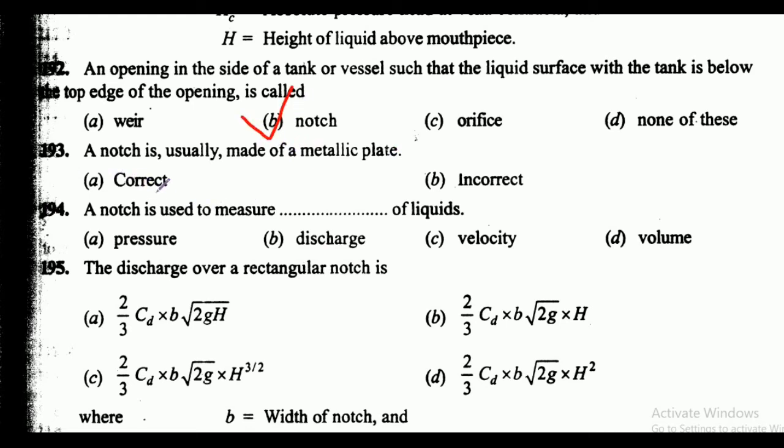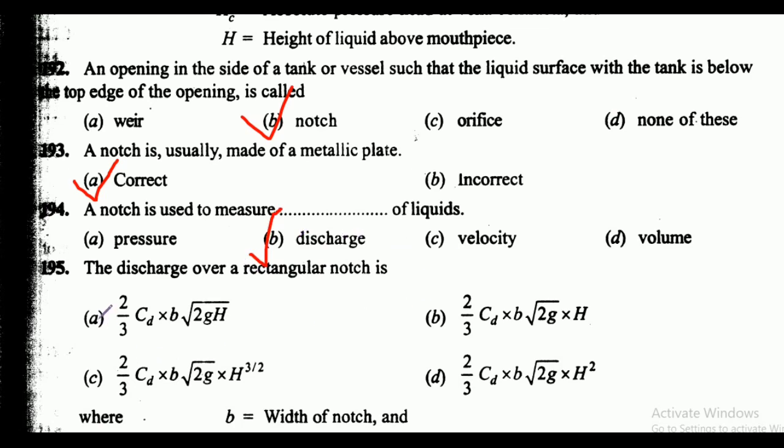Next is: a notch is usually made of a metallic plate. Is it correct or incorrect? So here, friends, this statement is true, that is option A is the correct answer, that is correct. Next is: a notch is used to measure dash of liquids. Here, friends, options are pressure, discharge, velocity, volume. So here, friends, the correct answer is option B, that is discharge. A notch is used to measure discharge of liquids.